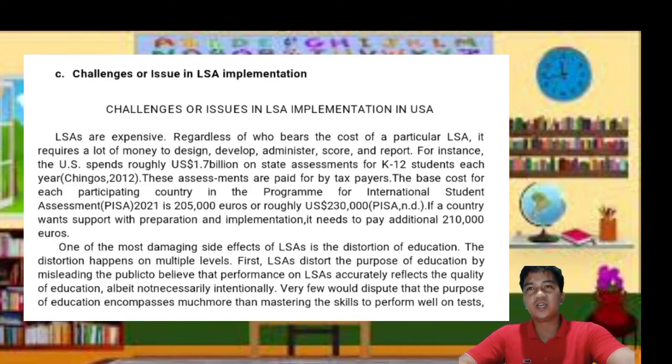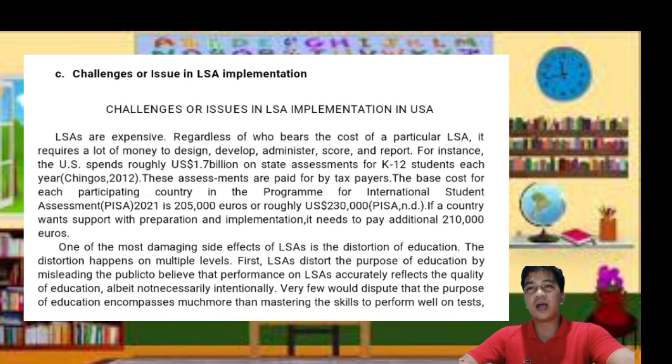For letter C, challenges or issues in LSA implementation. LSA are expensive, regardless of who bears the cost of a particular LSA. It requires a lot of money to design, develop, administer, score, and report. One of the most damaging side effects of LSA is the distortion of education.